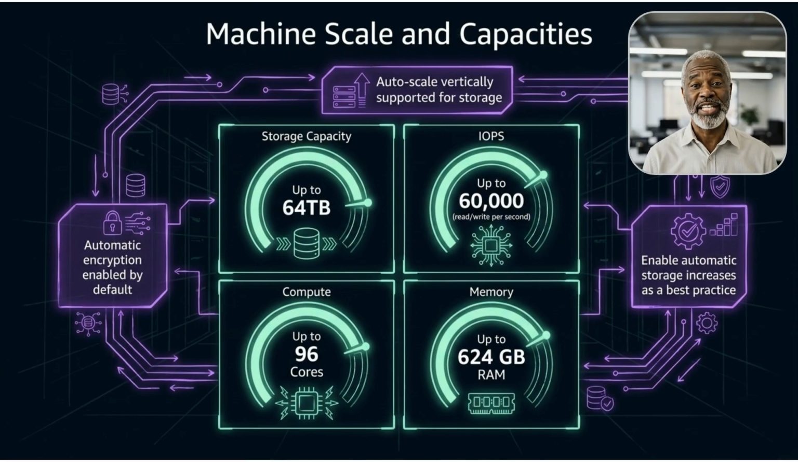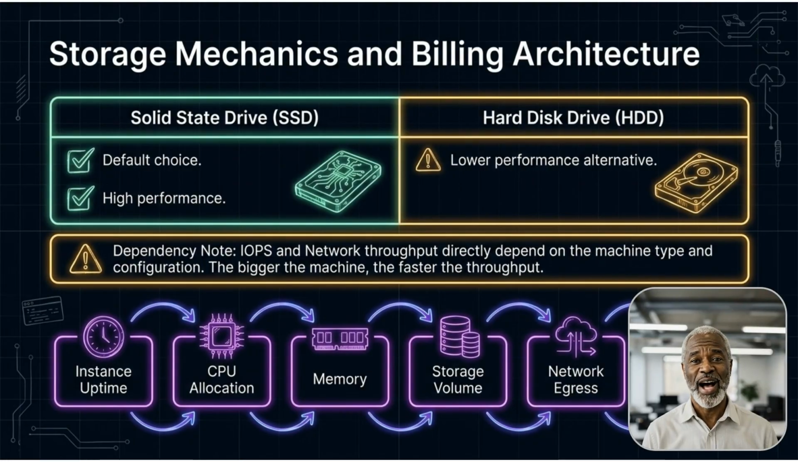Cloud SQL offers substantial machine scale with up to 64 terabytes of storage, 60,000 IOPS, 96 compute cores, and 624 gigabytes of RAM. Storage supports vertical autoscaling, and automatic encryption is enabled by default. Solid-state drive, or SSD, is the default and high-performance choice for Cloud SQL storage. Billing is based on uptime, CPU allocation, memory, storage volume, network egress, and licensing for SQL Server.